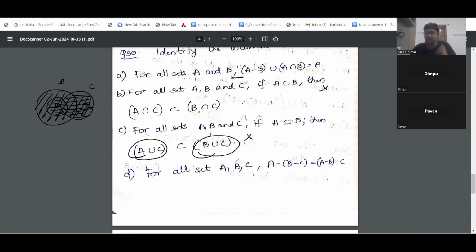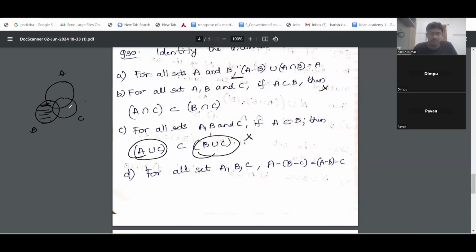Now let's come to the final one. So this has to be our answer, right? Now he is saying A minus of B minus C. So let's draw three sets. This is A, this is B, and this is C. First of all, what is B minus C? B minus C is this one, right?